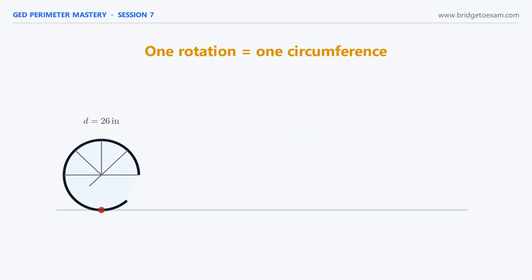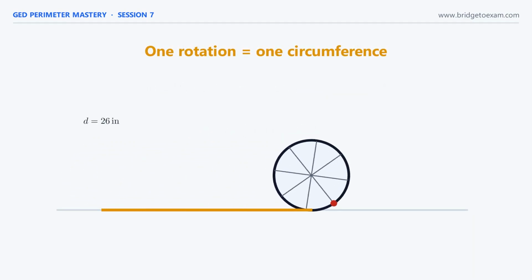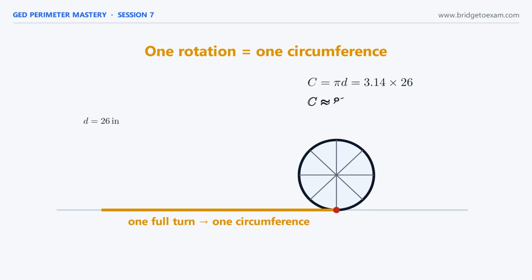Here's circumference doing real work. A bicycle wheel has diameter 26 inches. In one complete turn, the wheel rolls forward exactly one circumference. 3.14 times 26 is about 81.6 inches. One rotation, one circumference. That's the whole idea behind every wheel problem.